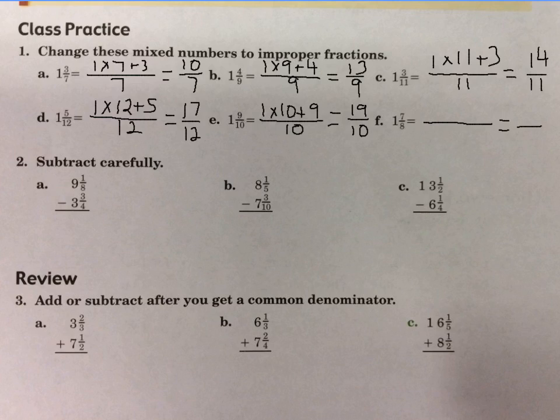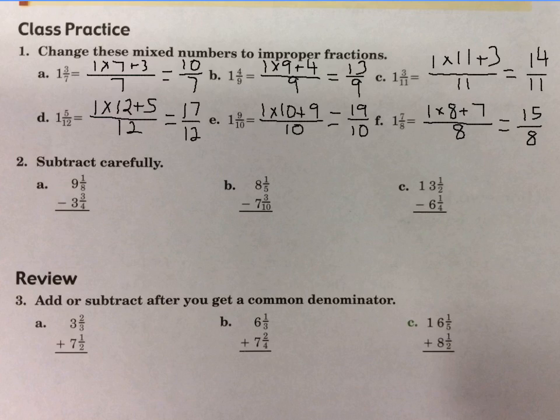F. We've got to do 1 times 8 plus our numerator, which is 7. We get 1 times 8 plus 7. 1 times 8 is 8, plus 7 more, we get 15 for our numerator, and then the 8 comes across as our denominator, and we get 15 eighths. So today you learned how to change your mixed numbers into improper fractions. Now let's go ahead and do some of these subtraction problems in number 2.